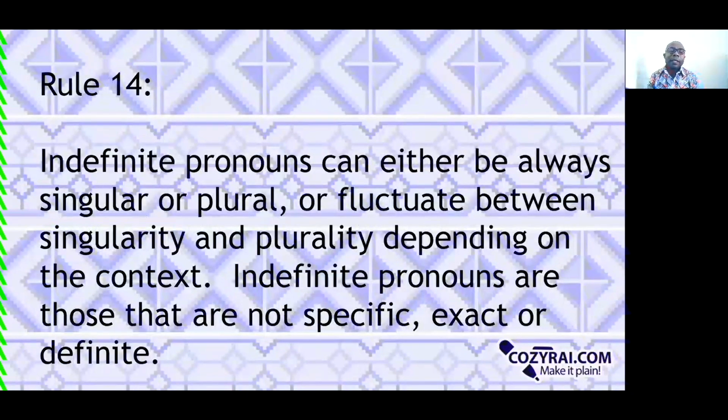Rule number 14. Indefinite pronouns can either be always singular or plural, or fluctuate between singularity and plurality, depending on the context. Indefinite pronouns are those that are not specific, exact, or definite. So they can be singular, they can be plural, and they can also be fixed as singular or fixed as plural. But a context can also come up where they would be singular or plural based on the context. Whatever the case, examples would explain this rule.